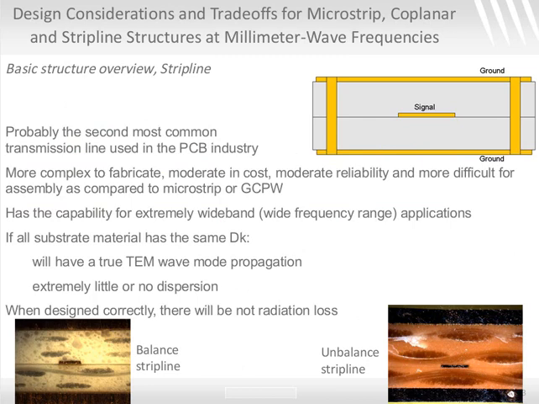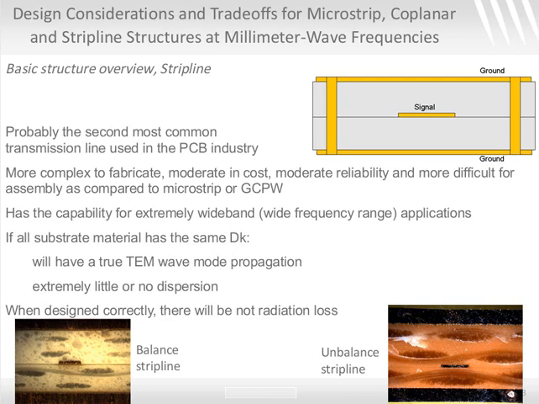Okay, stripline structure. It's a 3 copper layer circuit, 3 metal layer circuit, ground signal ground. And it's probably the second most common structure that I see in the industry, and it's a very wide band structure, so you can use this across an extremely wide range of frequencies. It's a little bit more complicated to fabricate than a microstrip or a grounded coplanar waveguide just because you've got more materials and you have to have some bonding materials to glue things together and all that kind of fun stuff.